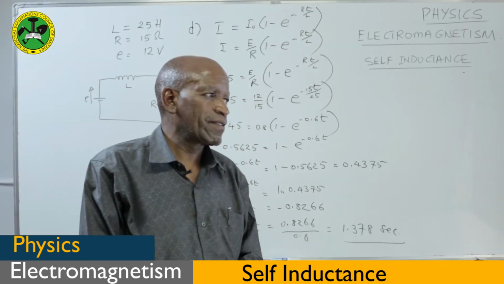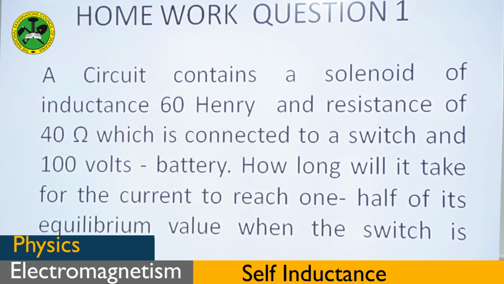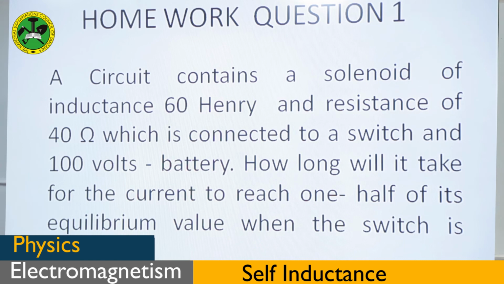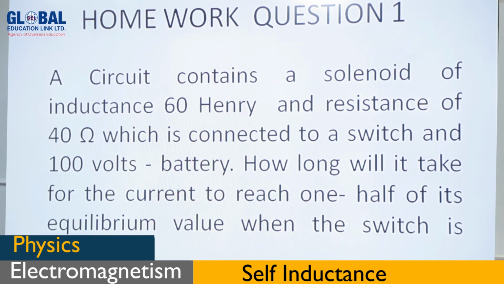Okay, students. Now here we have a question as homework, but I'll give you some hint. The question goes like this: a circuit contains a solenoid of inductance 60 henry and a resistance of 40 ohms, which is connected to a switch and a 100-volt battery.